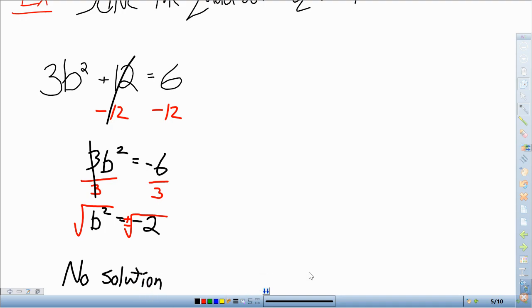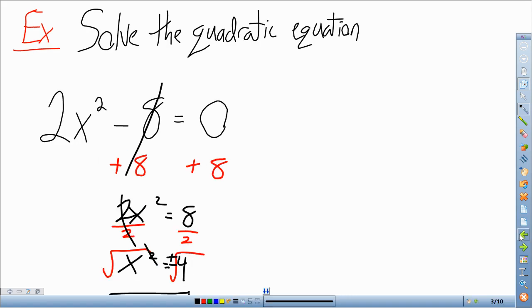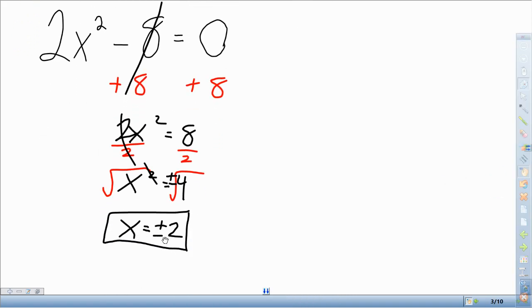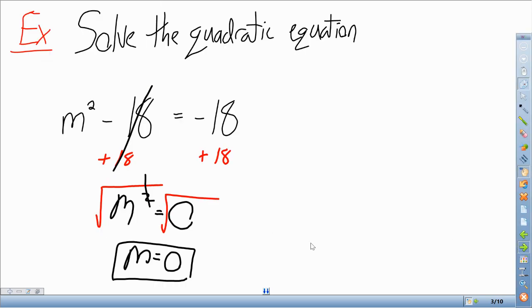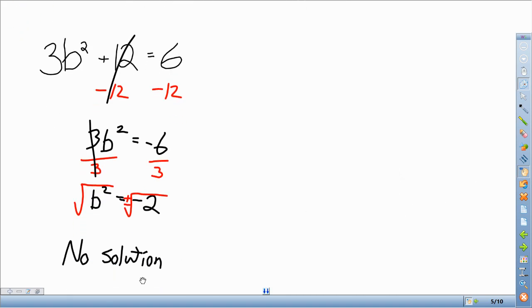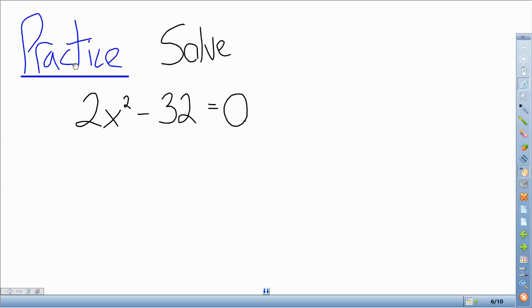So just to sum up these 3 examples, going back to the first one, after doing a problem, typically you will have 2 answers. This one was a positive 2 and a negative 2. Though sometimes, if you have the square root of 0, you'll just have a single answer. Or sometimes, if you have the square root of a negative number, you will have no answer. So that was the theme of those 3 examples. All right, I'm going to have you guys go ahead and try one of these on your own, and then we'll keep moving.